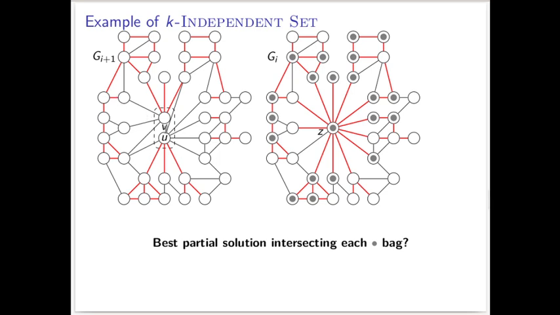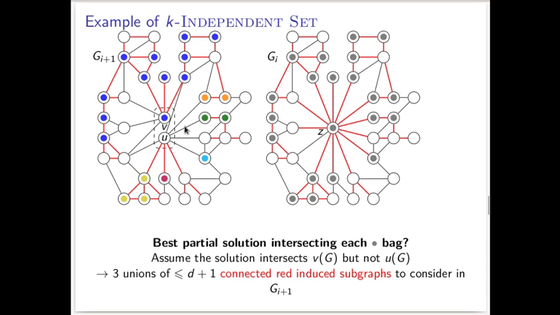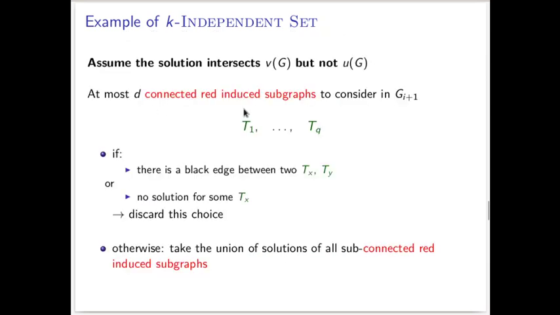For instance, if the solution intersects only V, then we consider the connected red-induced subgraphs formed from all previously chosen bags minus U. By the definition of our sequences, since the red degree of U and V is at most d, there will be at most d plus 1 connected red-induced subgraphs to consider in the previous steps. So we consider these connected red-induced subgraphs, T1, up to Tq.